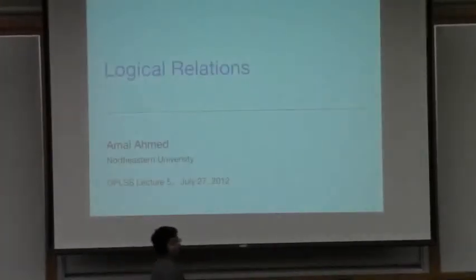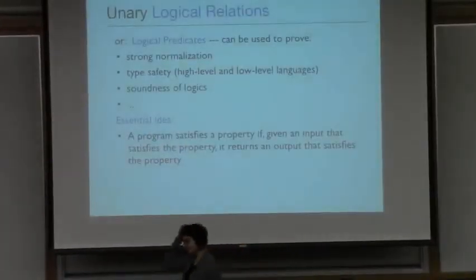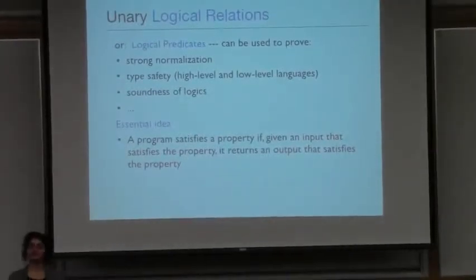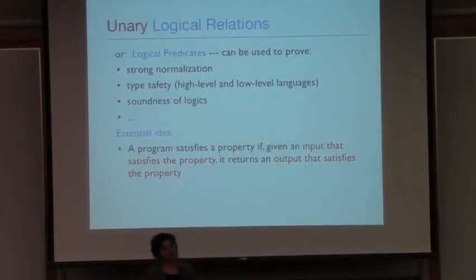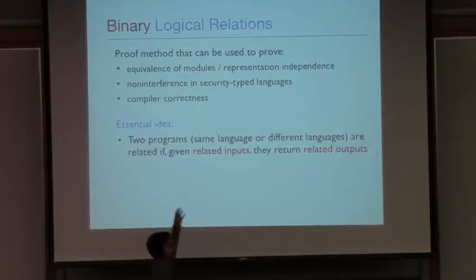Okay, so on the first day when we started, I told you that logical relations come in two flavors, unary and binary. And I gave you some examples of things that you could prove with unary logical relations. It's up there on the board. And I kept repeating this intuition: with a unary logical relation, a program satisfies a property if, given an input that satisfies the property, you get outputs that satisfy the property. Then when we move to binary logical relations, again with examples of things we can prove, the intuition becomes: if you give me related inputs, I give you related outputs. If you remember anything from these lectures, remember that.